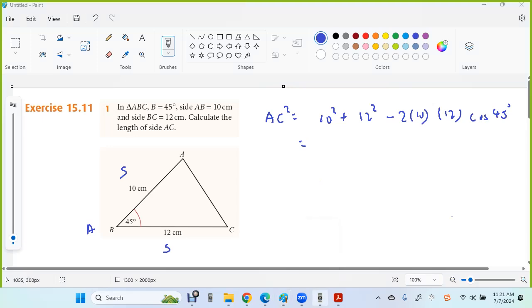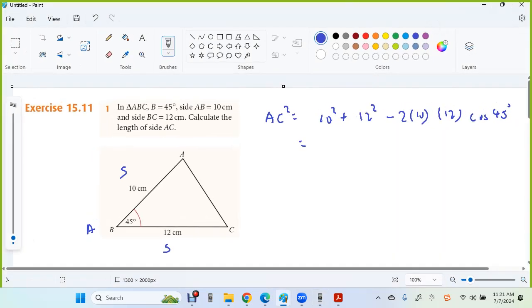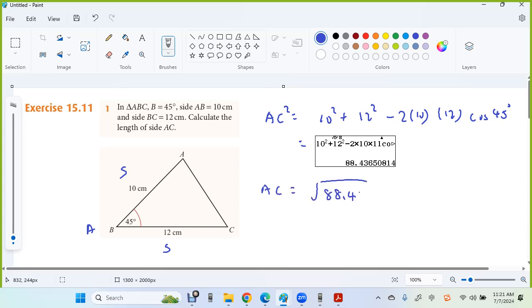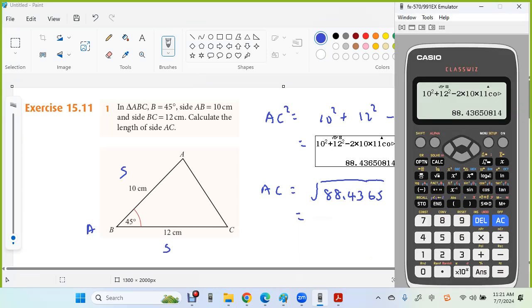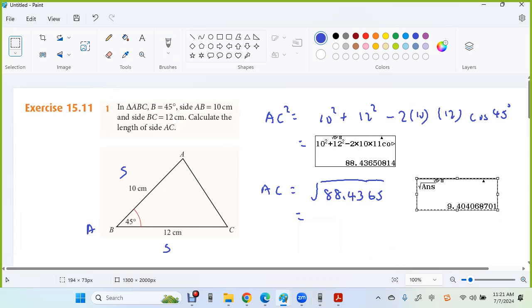Okay, so we have 10 squared plus 12 squared minus 2 times 10 times 12 cos 45. So we have 88.44. So AC will be the square root of 88.4365. So we have the square root of the answer. So this will be 9.40 cm.